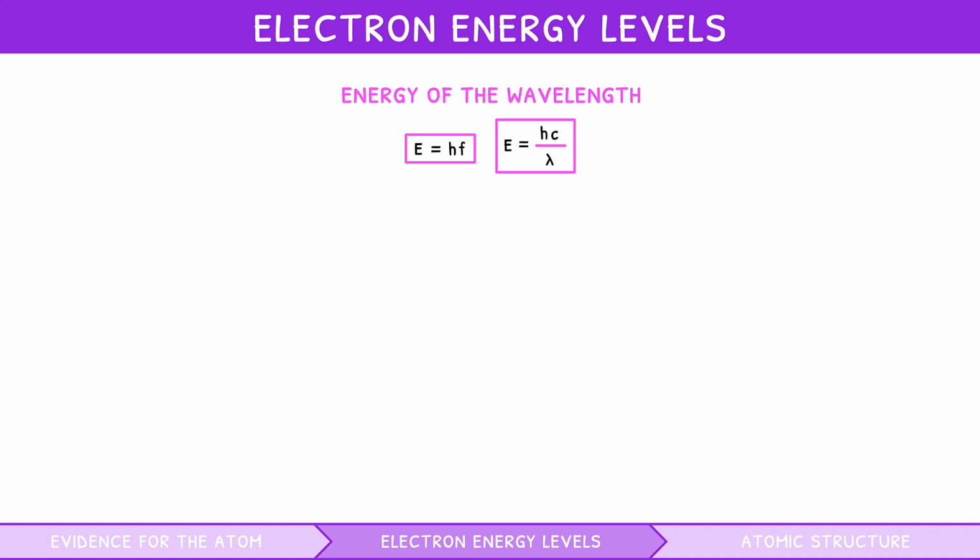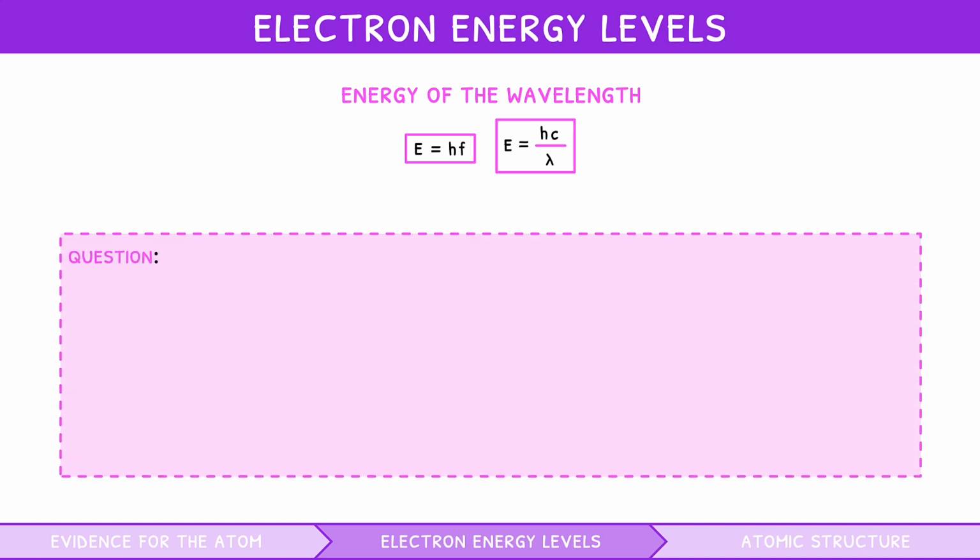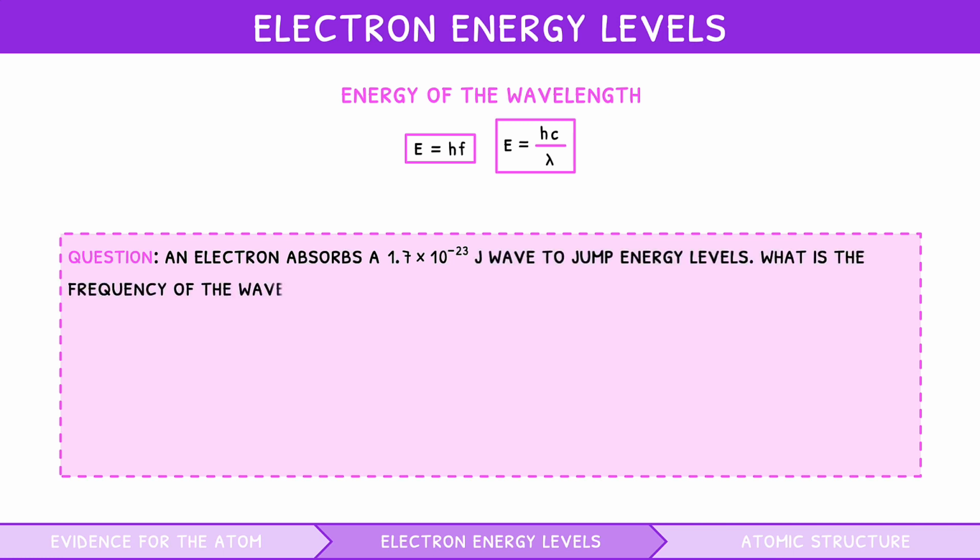Let's practice what we have learned so far with a practice question. An electron absorbs a 1.7 times 10 to the minus 23 joule wave to jump energy levels. What is the frequency of the wave? The equation to use is energy equals Planck's constant times frequency. So, substituting in the values of energy and Planck's constant and solving for frequency, we get 26 times 10 to the 10 Hz, i.e. 26 GHz.